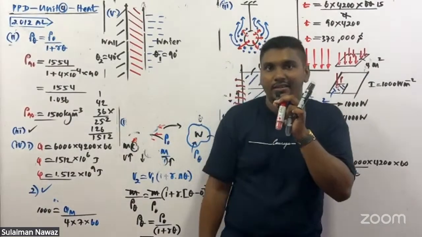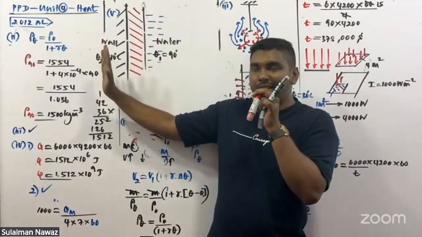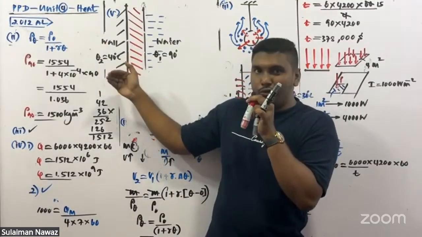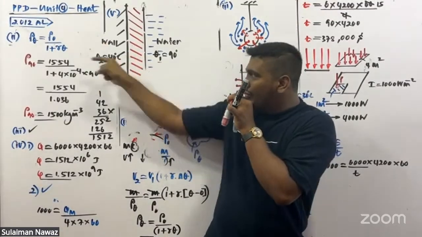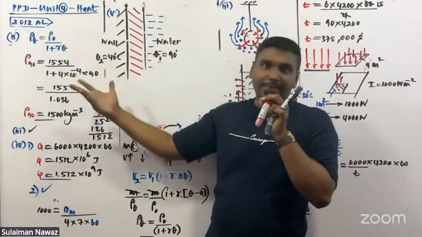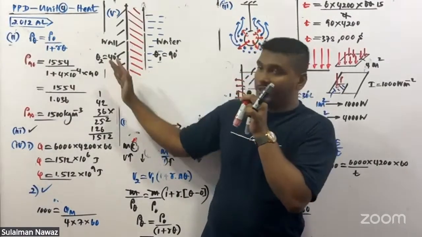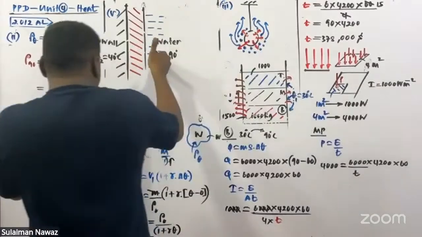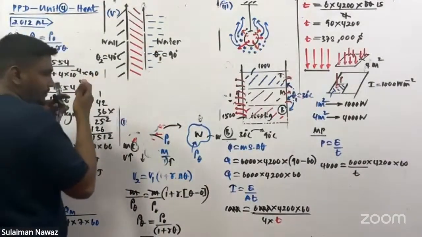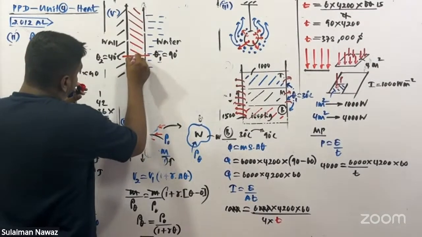That is the idea. Remember, whenever there's a change in temperature, definitely heat passes. In order to avoid heat passing through the layer, the temperature of the water and the temperature of the wall must be the same. Then only heat won't transfer. Whenever there's a temperature difference, 90-40, definitely heat passes from high temperature to low temperature.